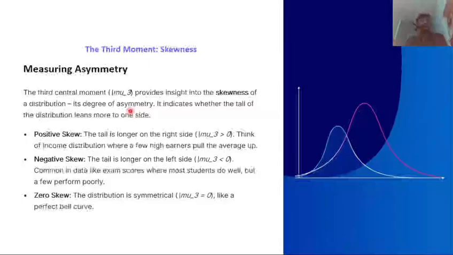Negative skewness is a longer tail on the left side, where mu 3 is less than 0. For example, exam scores where most students do well but a few perform poorly. Zero skew means the distribution is symmetric, mu 3 equal to 0, like a perfect bell curve.